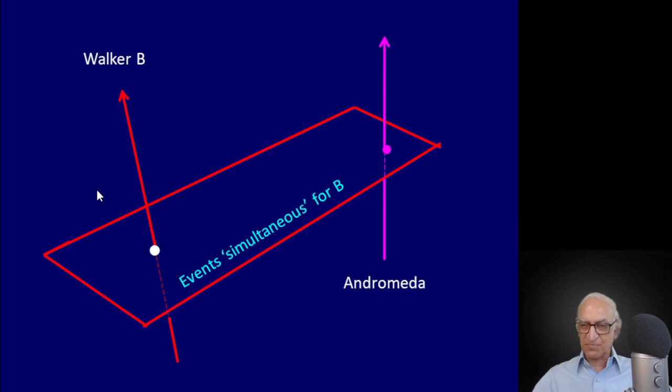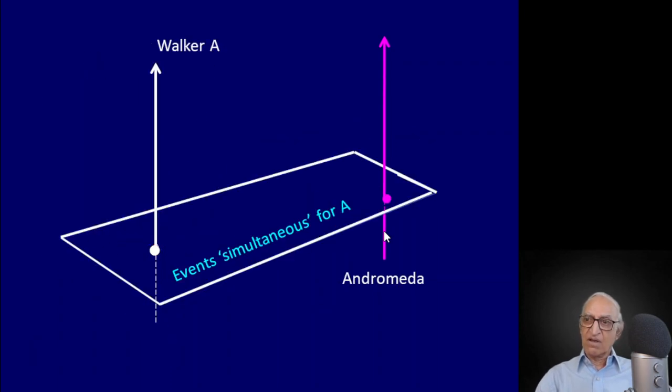Very good. Now let's go to walker B, who is at the same point under the Big Ben. The two walkers are crossing there. But walker B chooses to define time in that direction, and his space is perpendicular to that time direction, which is indicated by this red rectangle. Now, to walker B, all events on this plane are simultaneous because they occur at the same time according to walker B's wristwatch. But you notice that the supernova in Andromeda galaxy is not one of the events that is simultaneous for him, because the supernova occurred for walker A at this time.